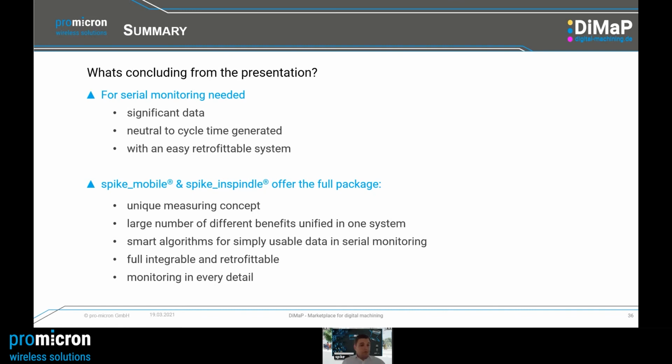They have a unique measuring concept. A large number of different benefits are unified in one system. We don't only provide the sensor, we also provide the algorithms, the smart data for automation and monitoring. It can be retrofittable or even fully integratable, so monitoring on a very new level into the deepest and most difficult areas of machining.